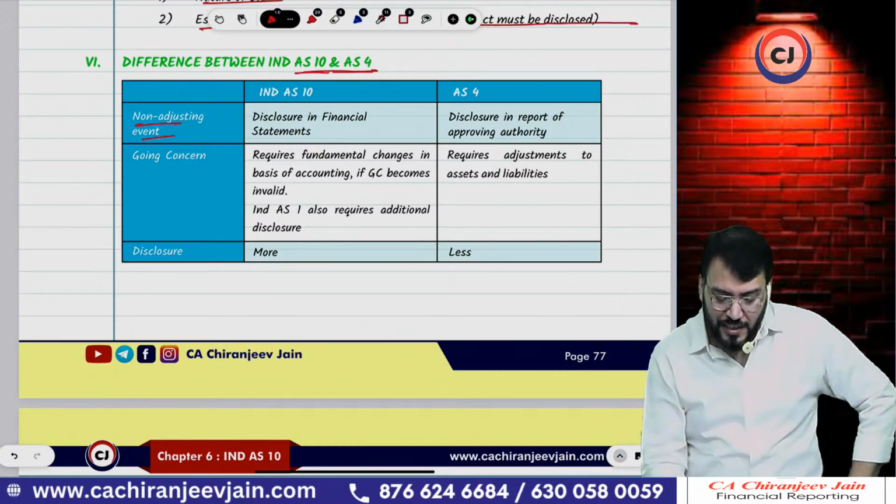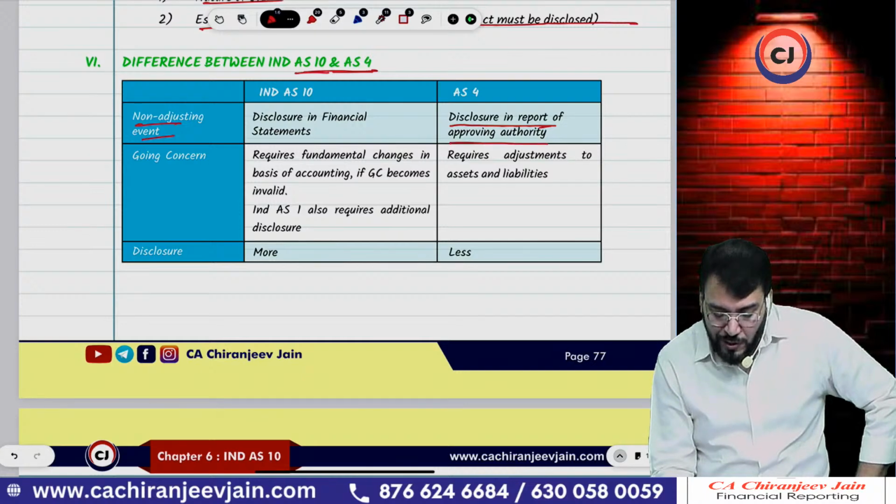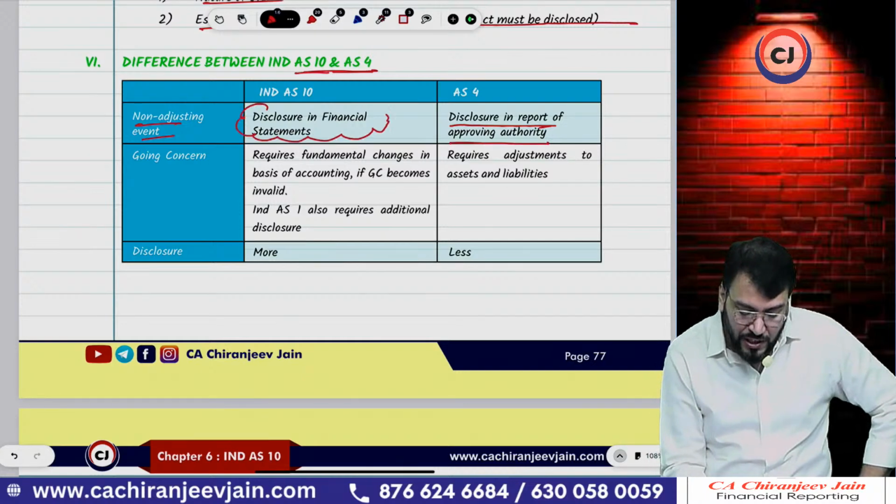That point has been changed. Disclosure in report of approving authority. Now disclosures were in the financial statement.